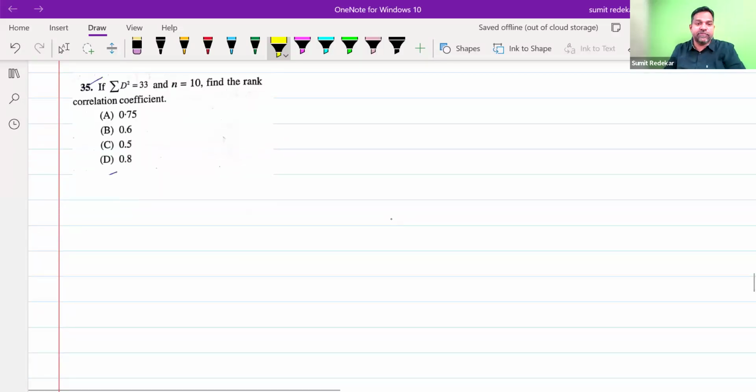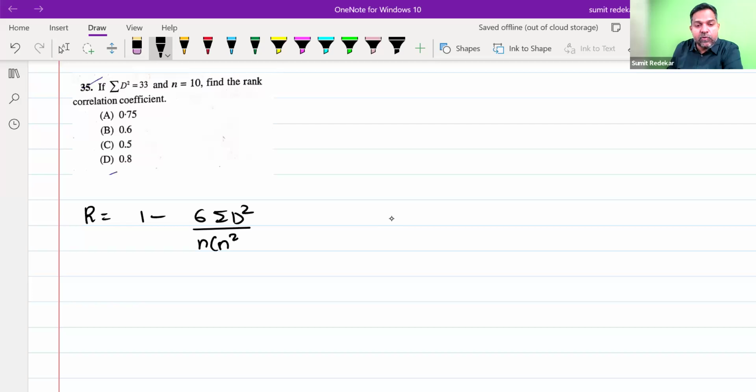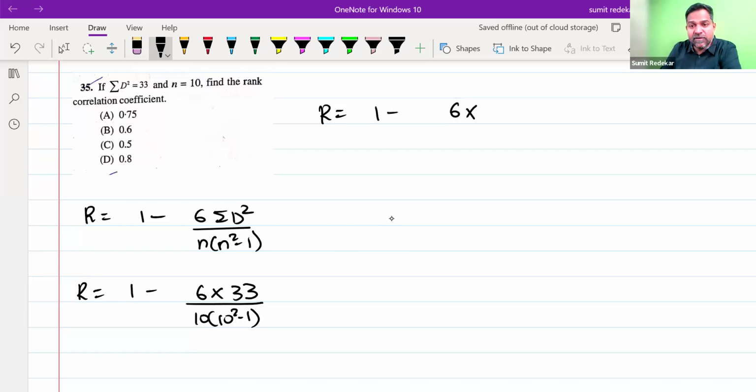Question number 35. Sum of d square is 33, n is 10. Find the rank correlation coefficient. Rank correlation coefficient is 1 minus 6 sigma d square upon n into n square minus 1. So it is 1 minus 6 into 33 upon 10 into 10 square minus 1. The value of rank correlation is 1 minus 6 into 33 divided by 10 square is 100, minus 1 is 99, into 10 is 990.